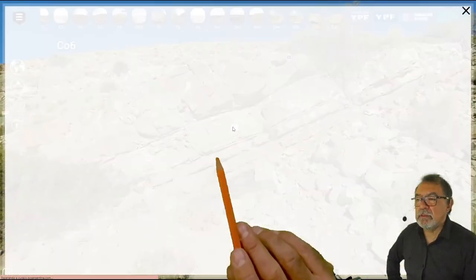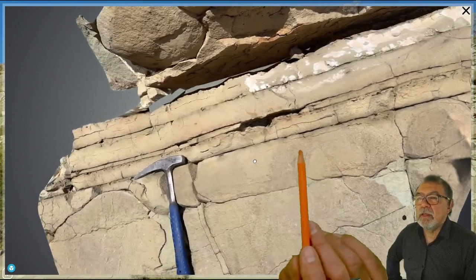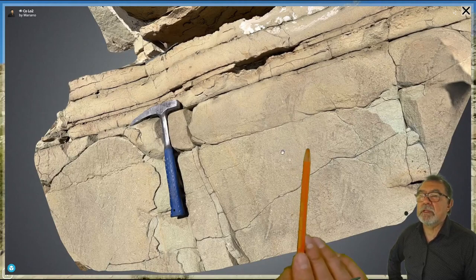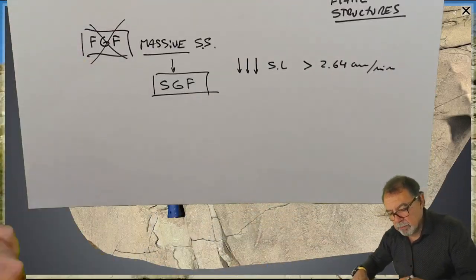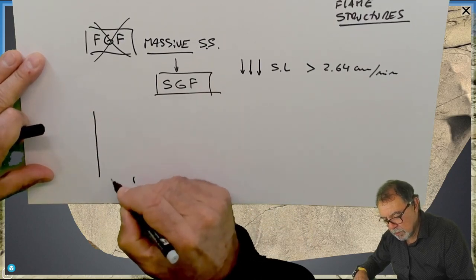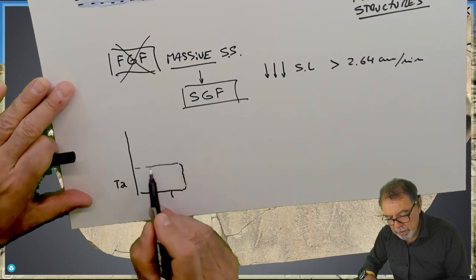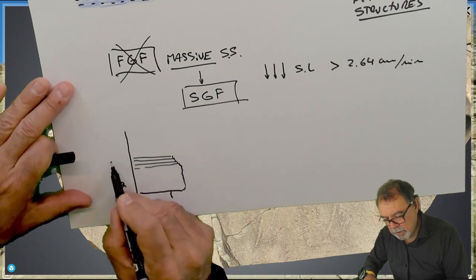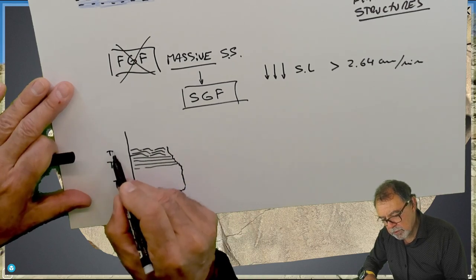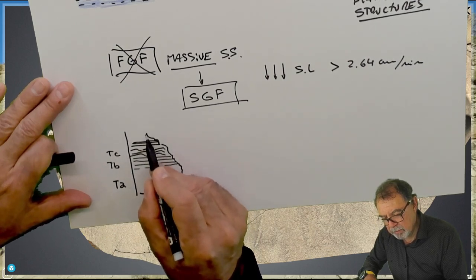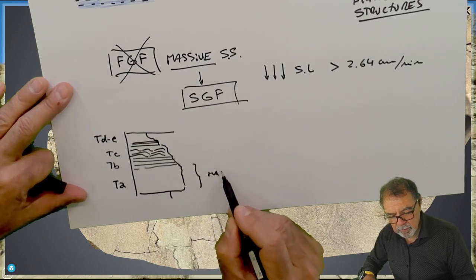In the 3D models, perhaps we can see more clearly what these massive sandstones look like. As we are going to discuss later, these sandstones are like the TA of Bouma. You remember in the typical Bouma sequence, you have massive sandstone, or TA, then laminated sandstones, or TB, then sandstones with ripples, or TC, and then some silt and mud, TD and TE. So this part is massive sandstone.